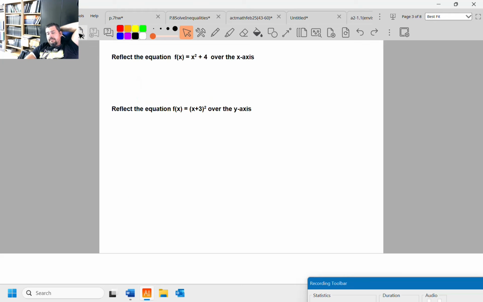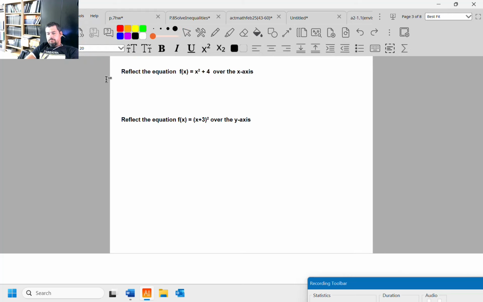Anyways, reflect the equation x squared plus 4 over the x-axis. So the function rule for reflecting over the x-axis is rather simple. So I'm going to write it down. To perform an x-axis reflection, the function f of x gets negated. We'll create a new function. Your book often uses h, so I should probably switch over to h. The new function called h of x is simply negative f of x.